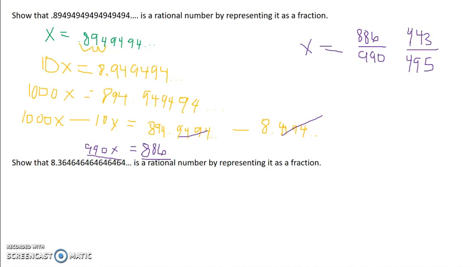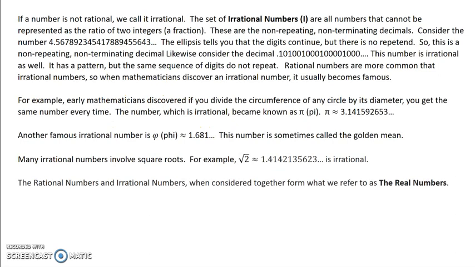Just quickly, what I want to say is that if a number is not rational, we call it irrational. The set of irrational numbers are all the numbers that cannot be represented as the ratio of 2 integers, so they can't be represented as a fraction. They are the non-repeating, non-terminating decimals. So consider a number like 4.568923 that goes on forever. It never ever repeats the same group of numbers, but it never ever stops either. The ellipsis tells you that the digits continue, but there is no repetend. There's no repeating sequence. So this is a non-repeating, non-terminating decimal.